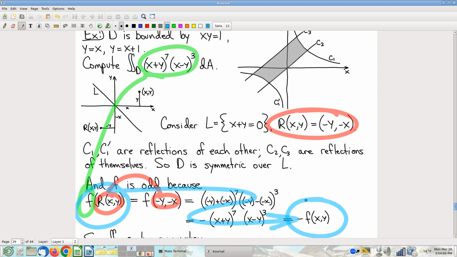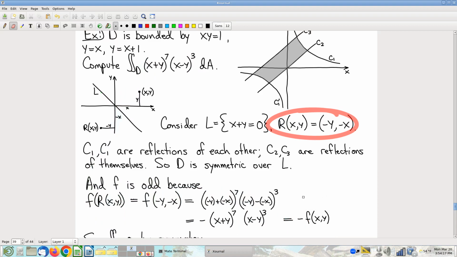algebra, and as desired, we get the negative of the original value of the function. So the function's odd, and we declare victory, right? We have a symmetric domain, odd function, integral is 0 by symmetry. And notice that all 5 of the requirements of the argument are here: line, reflection, true claim that the domain is symmetric with no justification necessary, claim that the function is odd, and demonstration that the function is odd. All shown in this reasoning.